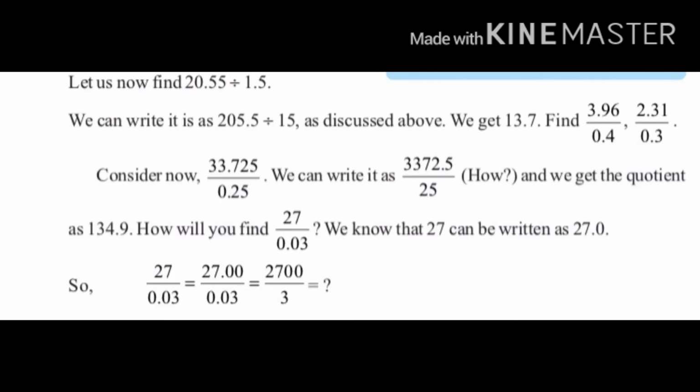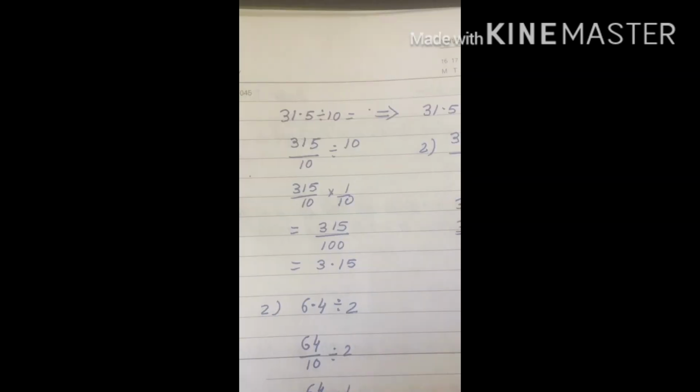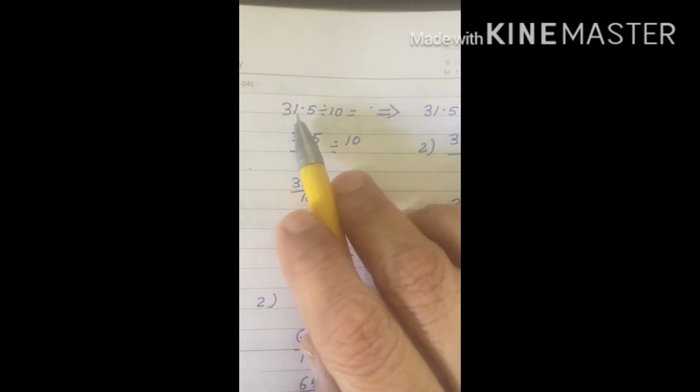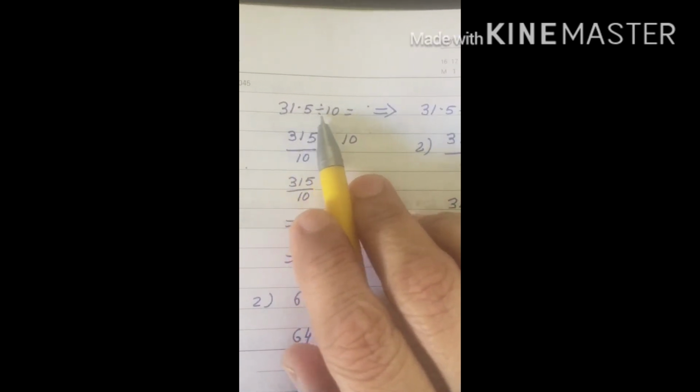Now we have shifted the decimal two places towards our right. Why? Because in 0.25 there are two decimal places and we get the quotient as 134.9. Children, whatever we have learnt, I want to discuss it with the video also. Suppose we want to divide 31.5 by 10.